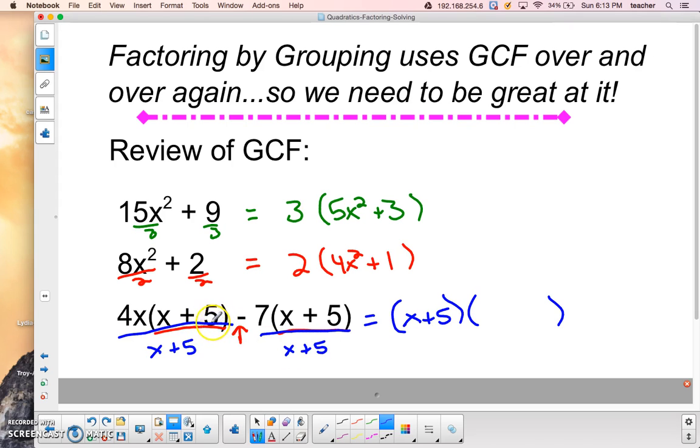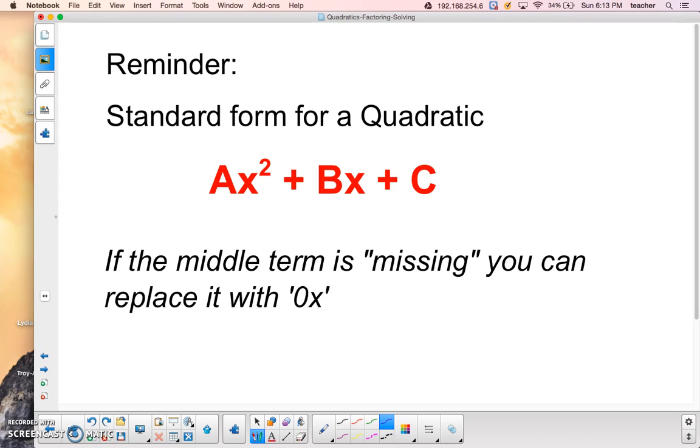And again, anything over itself will cancel. So x plus 5 over x plus 5 cancels. What we're left with is 4x minus 7. And that's what goes in the other set of parentheses. This is very important to be able to complete factoring by grouping. Let's take a look at the first type of factoring by grouping.